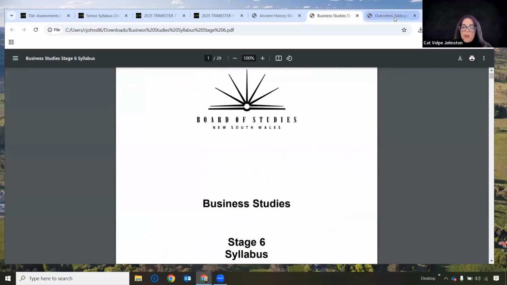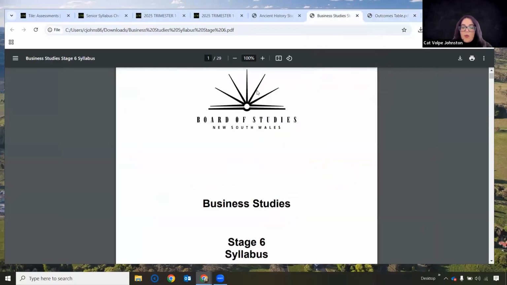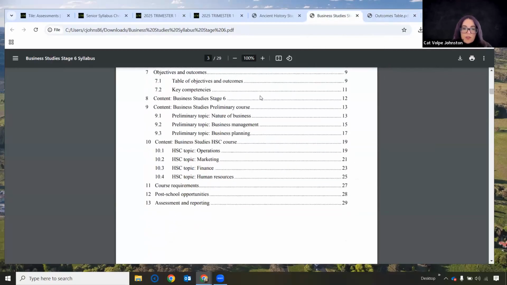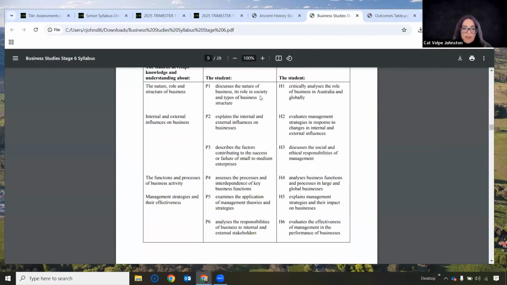Just remembering when you get to choosing your outcomes that you make sure that your knowledge and understanding outcome is from this list, and your skill-based outcome is either 7, 8, or 10. The other thing I wanted you to think about, which I will say for all of the other syllabuses as well, so I'm just going to come back to this.